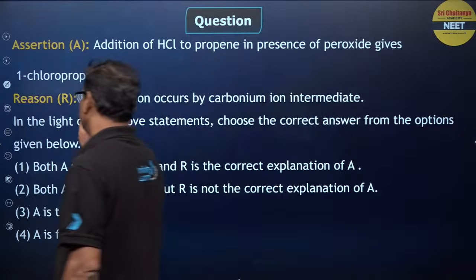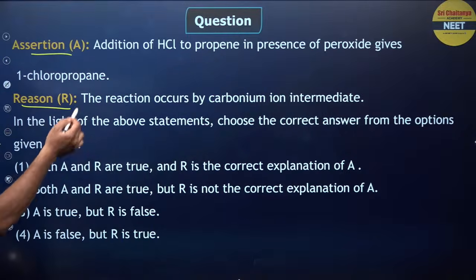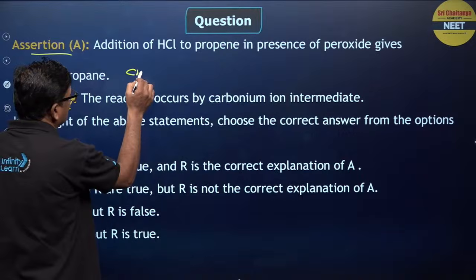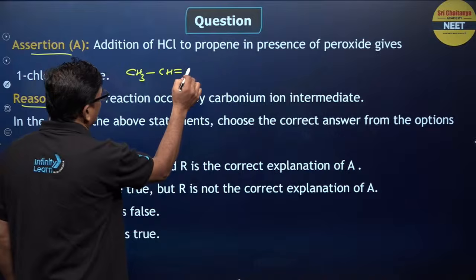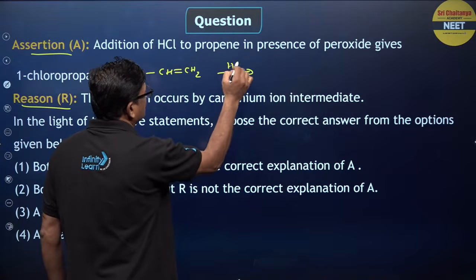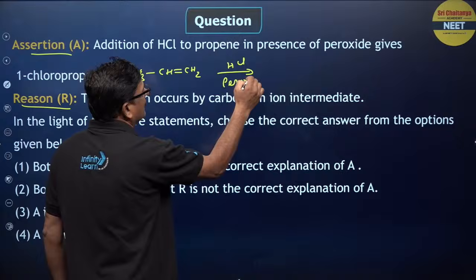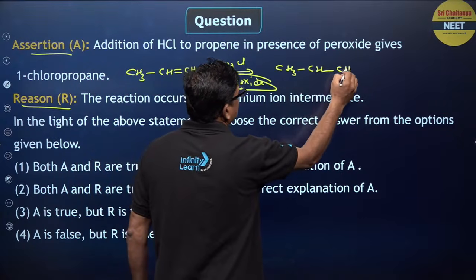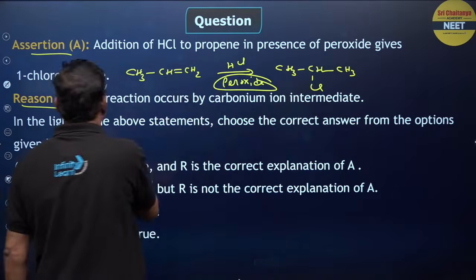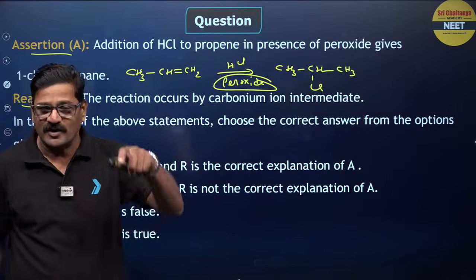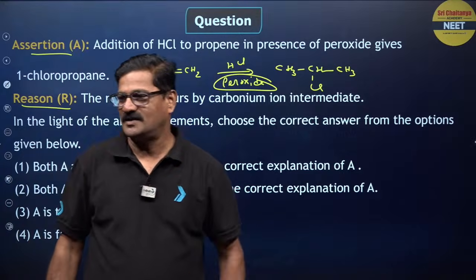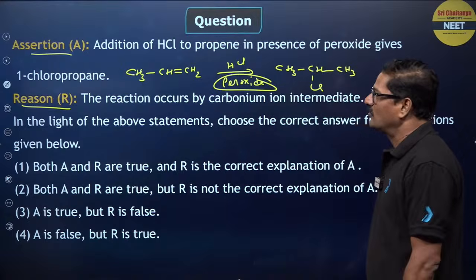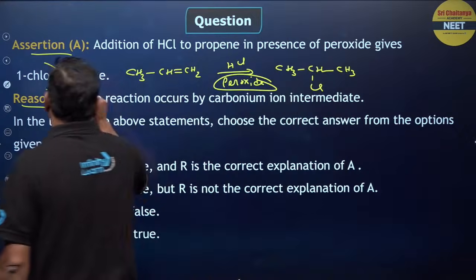Assertion and reason. Addition of HCl to propene in the presence of peroxide gives rise to 1-chloropropane, CH3CH=CH2. If you add HCl, whether you use a peroxide or not, you are going to get CH3-CHCl-CH3. Sir, peroxide is used. Peroxide works only with HBr, not with HCl. So 1-chloropropane will not form, 2-chloropropane will form.